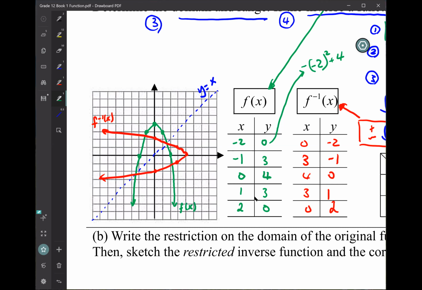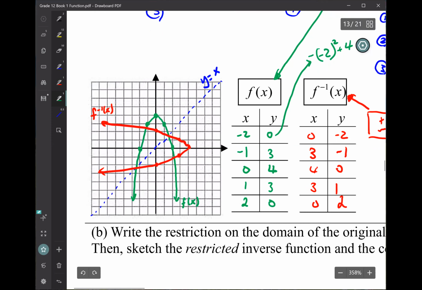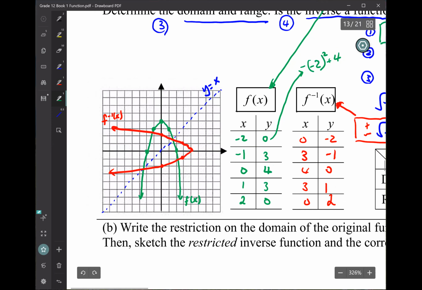Okay, Ira and Donna, you guys finished the graph? Okay, all good. All right, so just make a note here, right? If the original is opening down, right? Let's write it down. Opens down. Then the inverse will be opening left. Opens left.